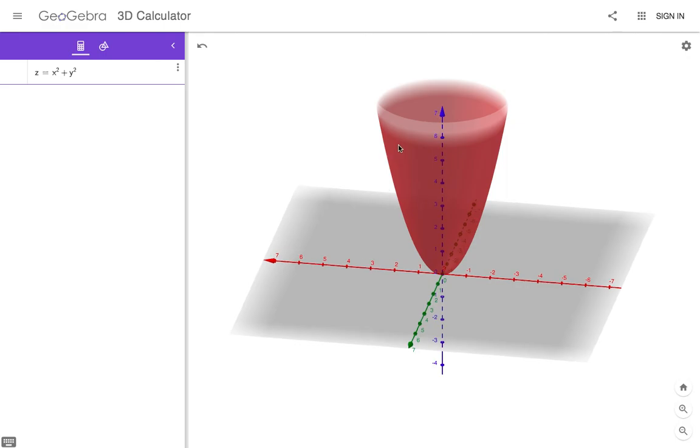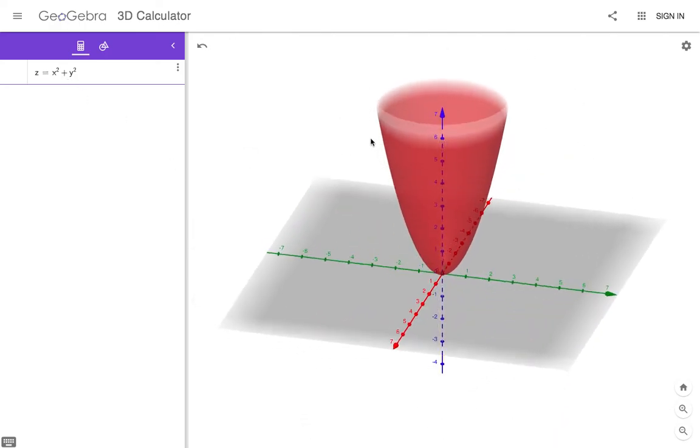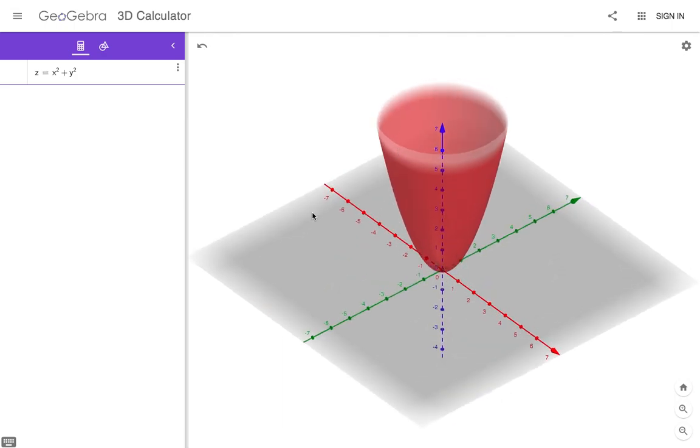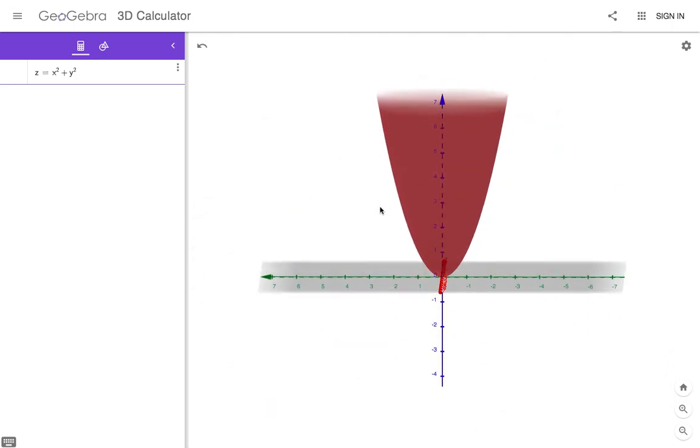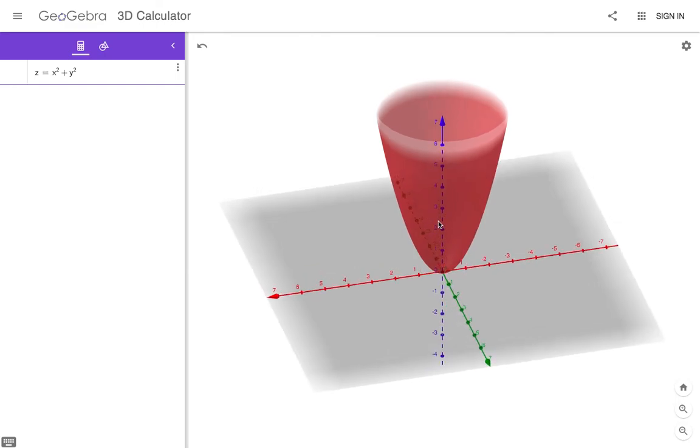I would recommend, if this is interesting to you, hop on here to GeoGebra 3D Calculator and start typing in equations with x, y, and z and see what happens. Graph a trig function, graph a higher order polynomial, graph a circle, an ellipse, see what you can come up with here, and I bet you won't be disappointed. It'll be a lot of fun.